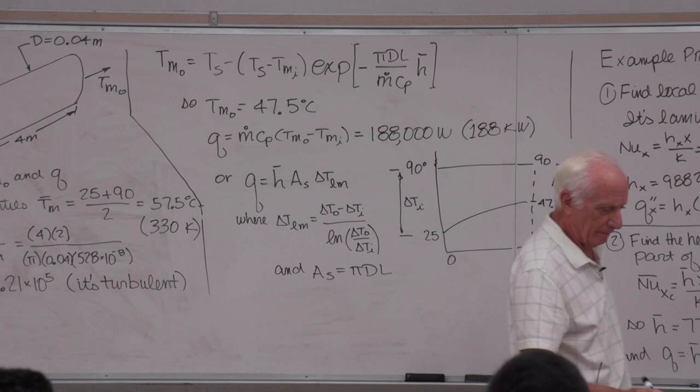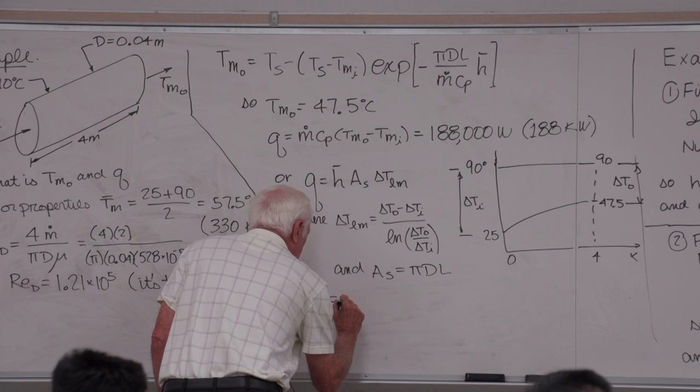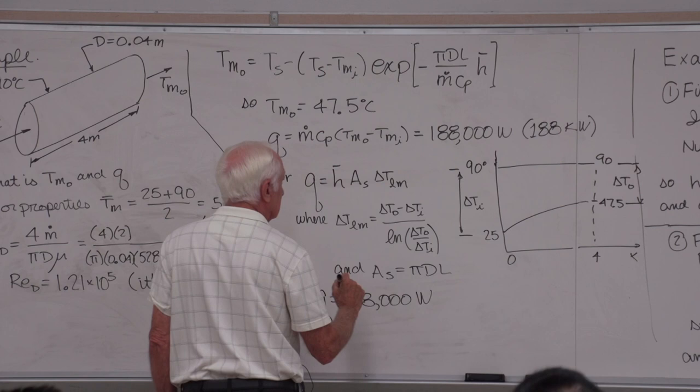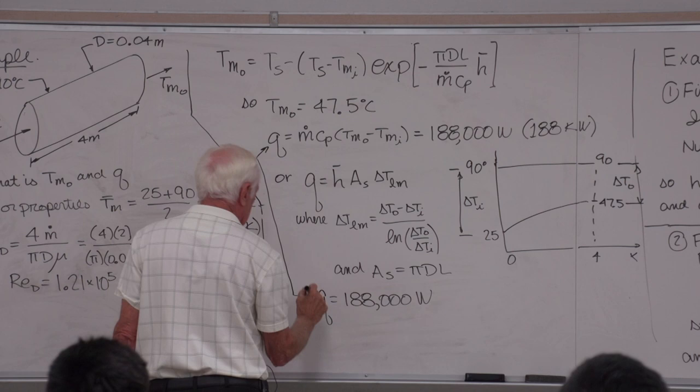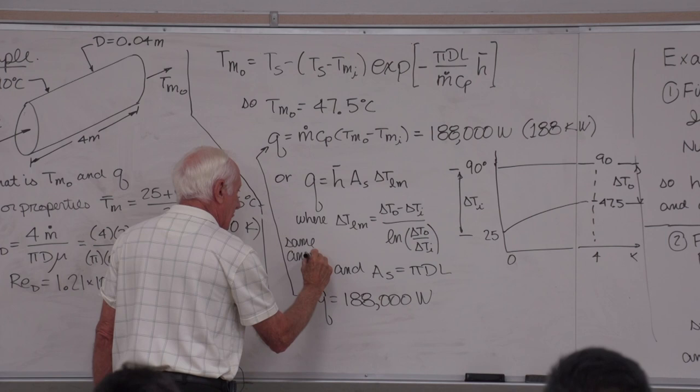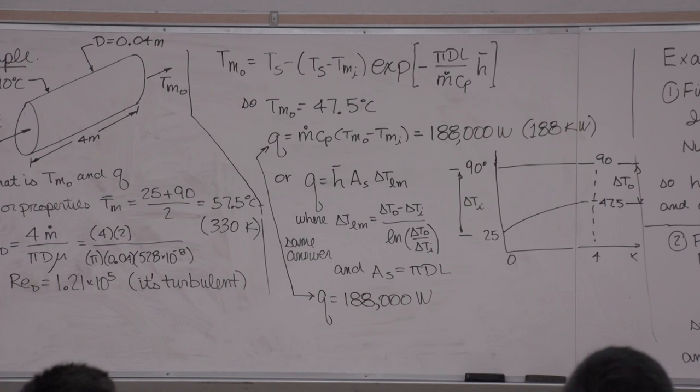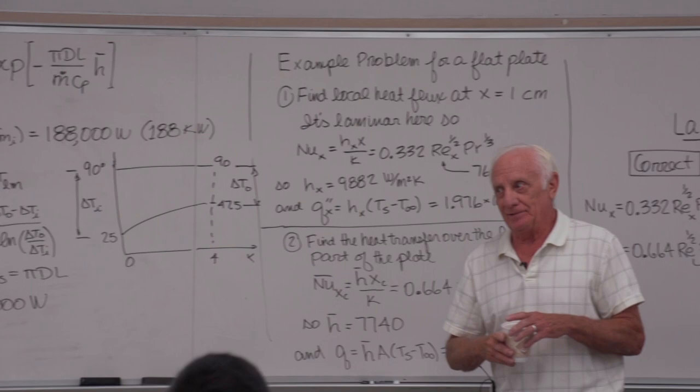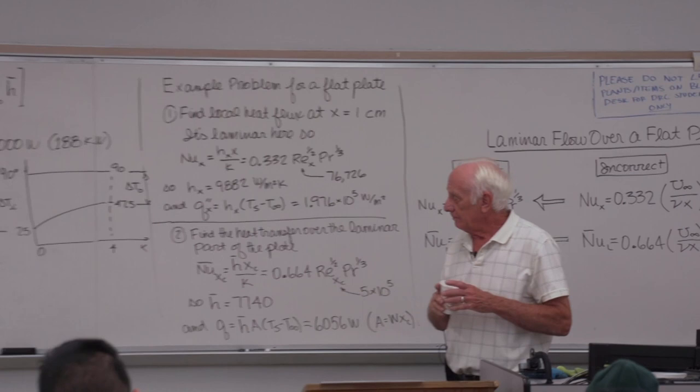If you do that, Q equals 188,000 watts. Of course, same answer. You can do it either by m dot c sub p delta T, or you can do it by the log mean temperature difference. Generally, it's easier to use m dot c sub p delta T, but sometimes that's not an option.